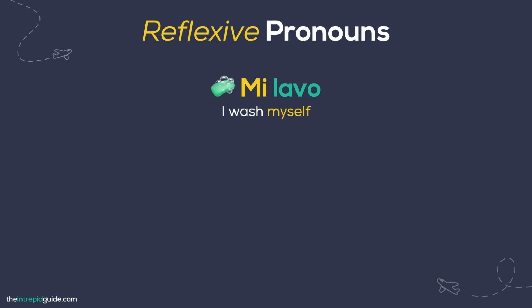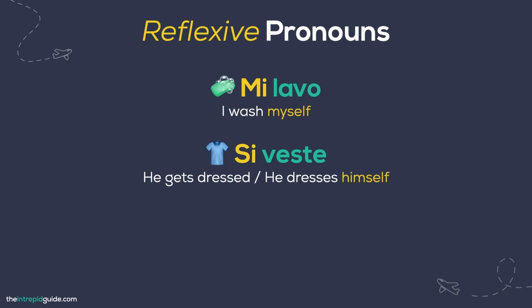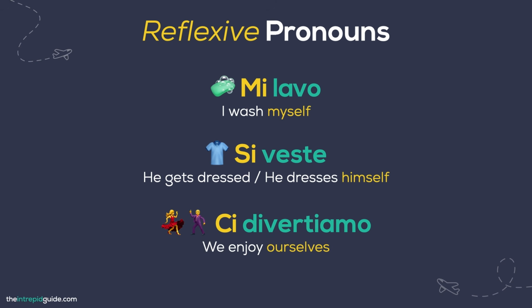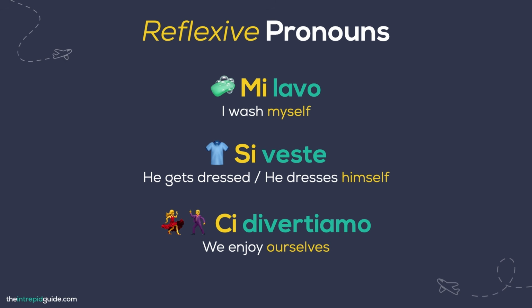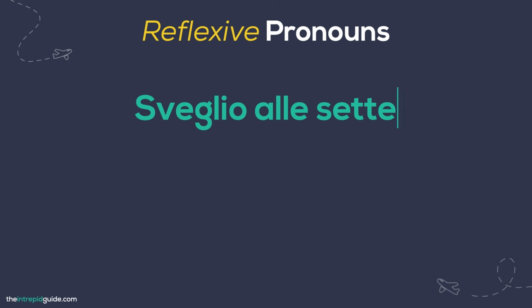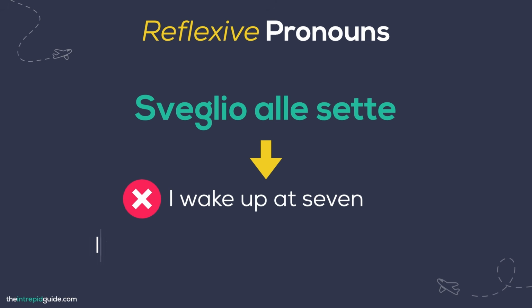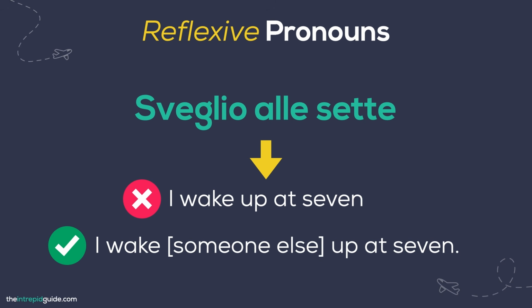Take a look at these examples. "Mi lavo." I wash myself. "Si veste." He gets dressed. "Ci divertiamo." We enjoy ourselves. In English, we sometimes add myself or yourself to show this. In Italian, you use a reflexive pronoun instead. Now, if you don't include the pronoun, it changes the meaning completely of the sentence. Take a look at these examples. "Sveglio alle 7." Now, this doesn't mean I wake up at 7. It actually means I wake someone else up at 7. Without the pronoun, the action refers to someone else.